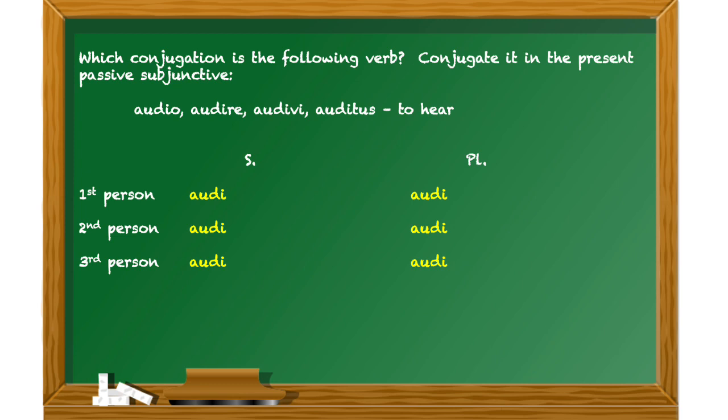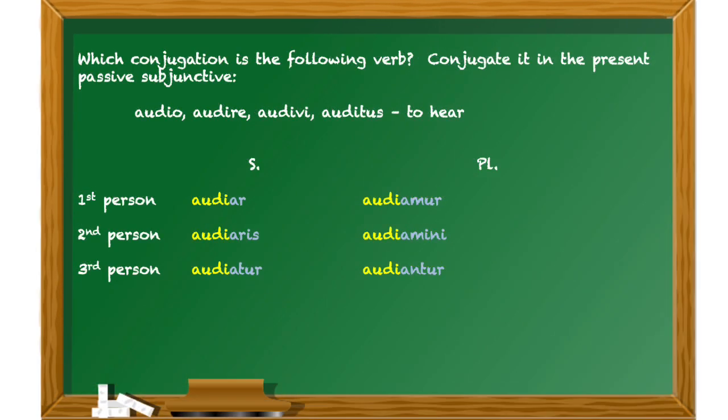So you should have seen that this is a 4th conjugation verb because of the IRE. Again, we drop the O off the first dictionary entry. So A-U-D-I is the stem everywhere. Then we add the endings for present passive subjunctive for a 4th conjugation verb, A-R, A-R-I-S, A-T-U-R, A-M-U-R, A-M-I-N-I, A-N-T-U-R. Again, check your work, and if you've got something wrong and you're not quite sure why, make a note of that, and you can ask me about that directly.